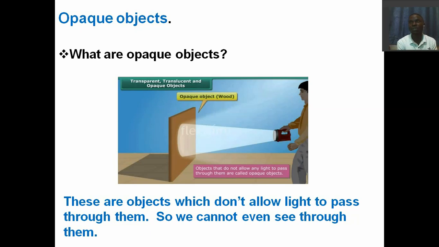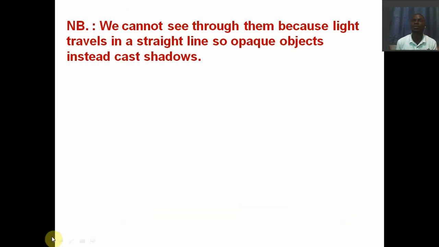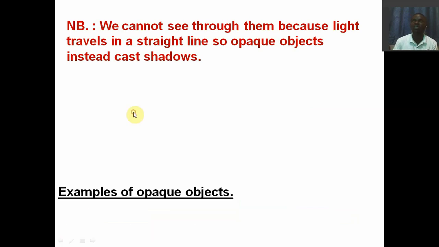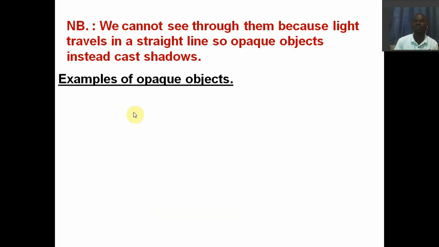So when you're asked what are opaque objects, answer and say, these are objects which don't allow light to pass through them. Then note this, we cannot see through them because light travels in a straight line. So opaque objects instead cast shadows. Opaque objects will always cast shadows just because they can't allow light to pass through them. Let's look at examples of opaque objects.